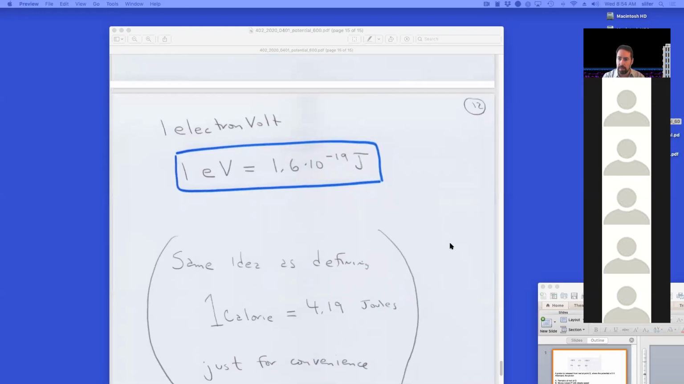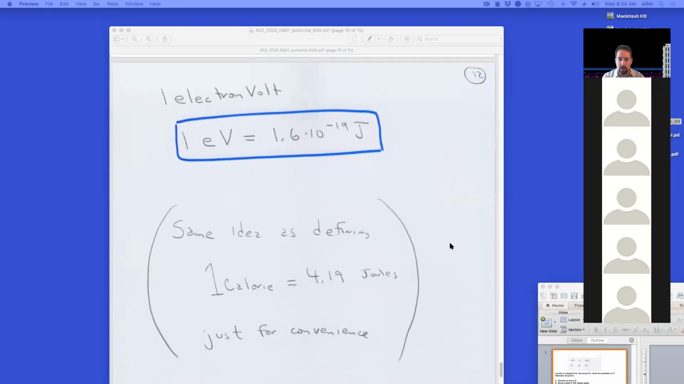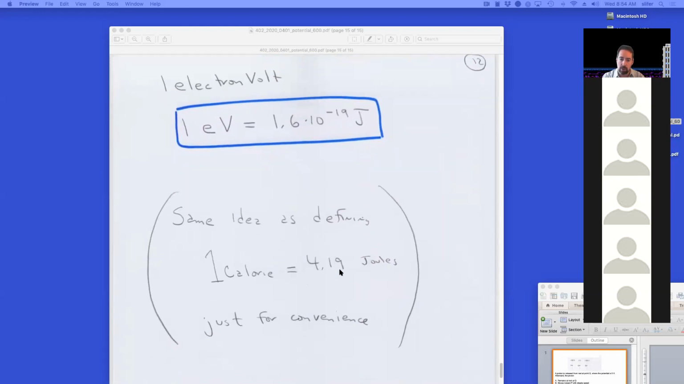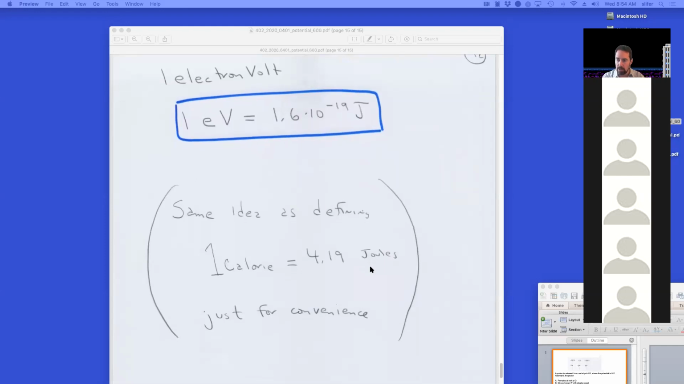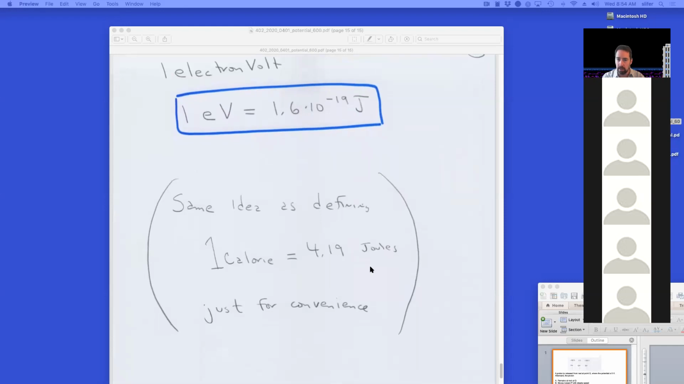And this is the same idea as calling 12 eggs a dozen, or 1 calorie is equal to 4.19 joules. It's just redefining that, which changes the scale just for convenience. And this is something, again, I don't need you to memorize. This will be provided on tests and stuff. But just to know that an electron volt, an eV, is equal to some number of joules, in the same way that a calorie is equal to some number of joules. And you might see this energy unit coming up again and again.